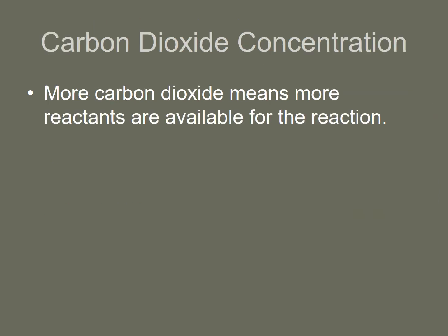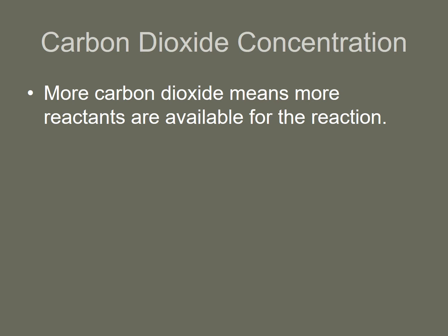You need to be able to talk about how each of these factors actually affects the rate of photosynthesis, and particularly you need to think about how you could increase or decrease the rate of photosynthesis based on changing one of these factors. With carbon dioxide concentration, fairly obviously, more carbon dioxide means that there are more reactants available for that reaction.